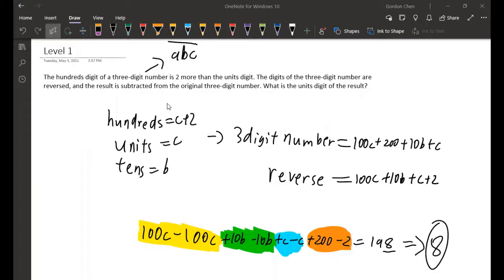And we subtract the reverse from the original, and we rearrange it, and we get this part cancels out, this part cancels out, this part cancels out, this part cancels out. So we only have this part left, which is 198, and we want the unit digit of this, which is 8.